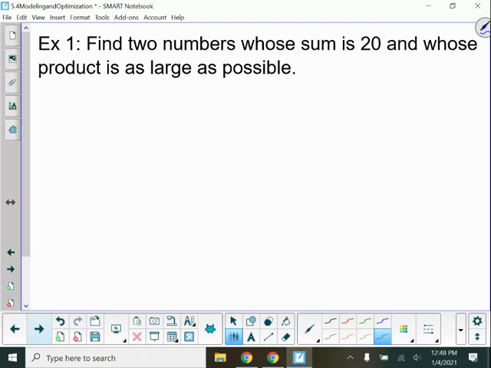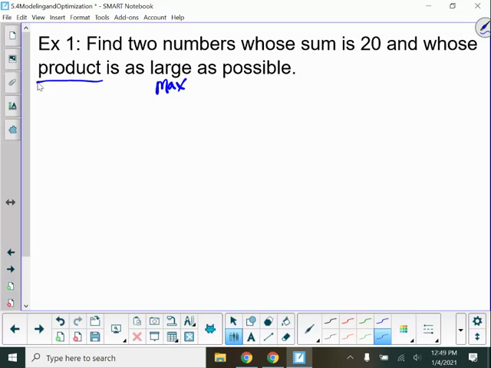And that brings us to our first example. We're going to find the two numbers whose sum is 20 and whose product is as large as possible. So notice product, that means multiplication. So large as possible means we are going to maximize that. We are maximizing some type of multiplication problem.